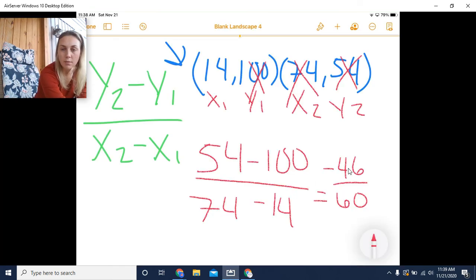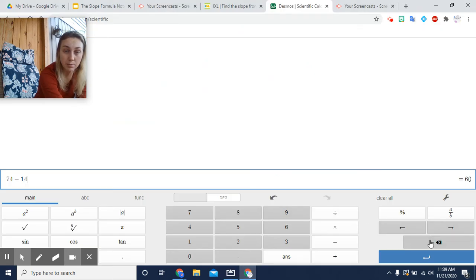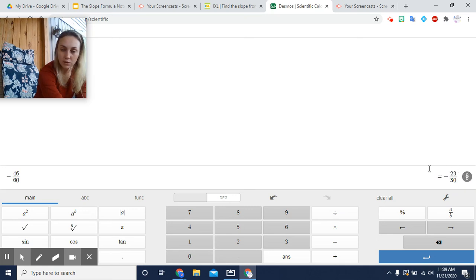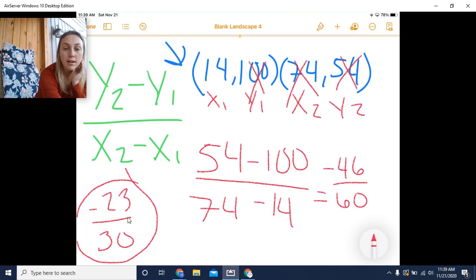Cool. So here's the thing. Both of these are even numbers, so you do know that this is going to reduce. So guys, whenever you have a fraction, just go ahead and put it in here real quick before you put it into your IXL, because I really don't want you to mess up because you didn't get it reduced correctly. So let's put negative 46 over 60 to see what the fraction is going to be. It's going to be negative 23 over 30. That will give you your smallest most simplified fraction. So that is going to be your answer, negative 23 over 30.